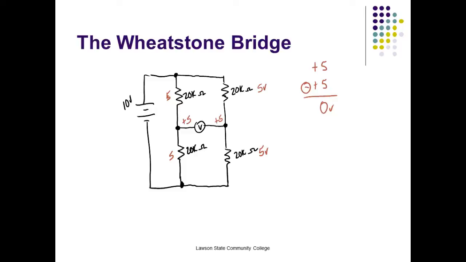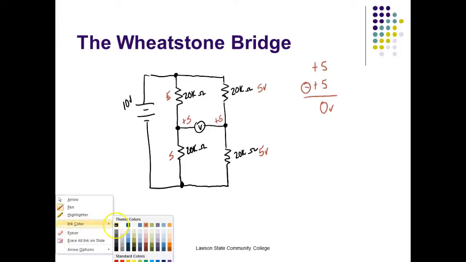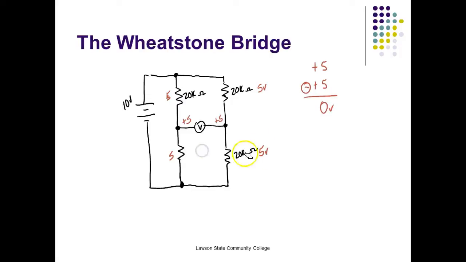Now what we do here is we say the bridge is balanced. So that means the ratio of these resistors must be the same. They don't have to be the same value.